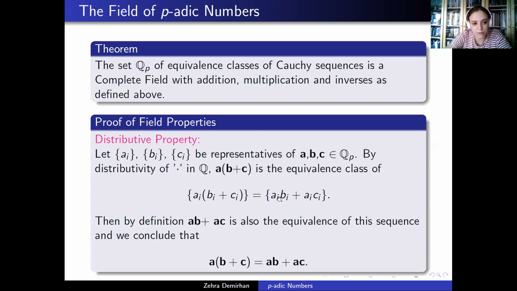Now let's move on to the theorem. The set Q_p of equivalence classes of Cauchy sequences is a complete field with addition, multiplication, and inverses as defined above. The field properties of Q_p are directly inherited from the rational numbers, so I will just give an insight into the distributive property. Here, by using the distributivity of multiplication in the rationals, we reach this following result. The other properties are similar. Now let's move on to the completeness property, which is more interesting.